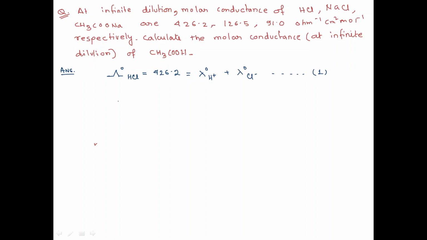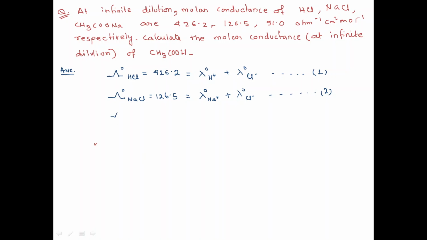Okay, so then try to write this in the same manner. Lambda 0 of NaCl is equal to 126.5. I am deliberately ignoring the unit here, so I'll put it in the final expression. If you want, you can write the unit here also. NaCl essentially dissociates into Na plus and Cl minus, so that is equal to lambda 0 of Na plus plus lambda 0 of Cl minus, correct? And I will consider that as equation 2.